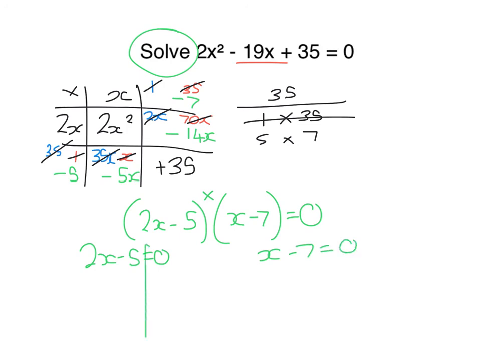So for the first balance method, add 5 to both sides, 2x equals 5, and divide by 2, x equals 5 over 2, and I can leave it like that. And for the other one, add 7 to both sides, x equals 7. And they are my two answers.